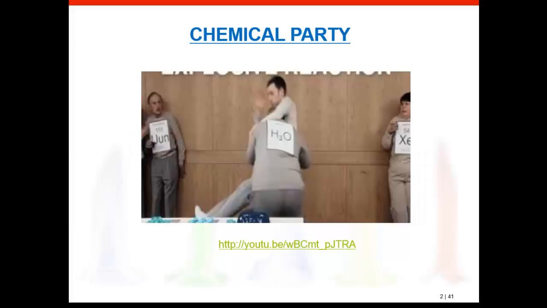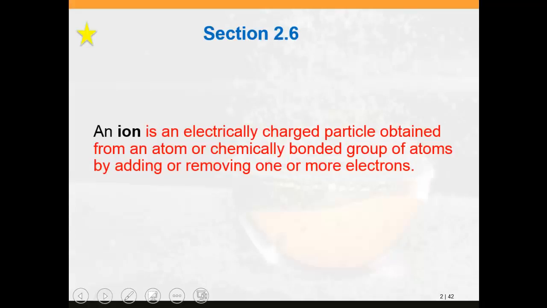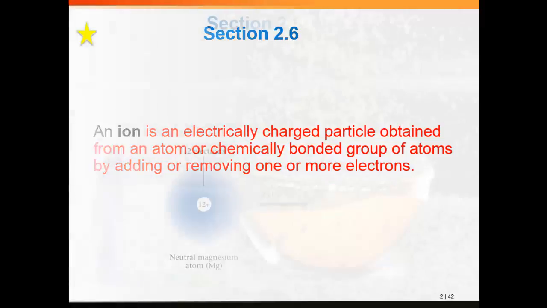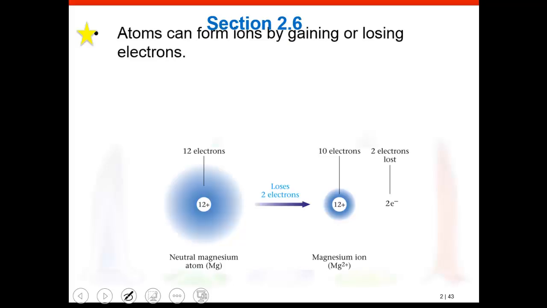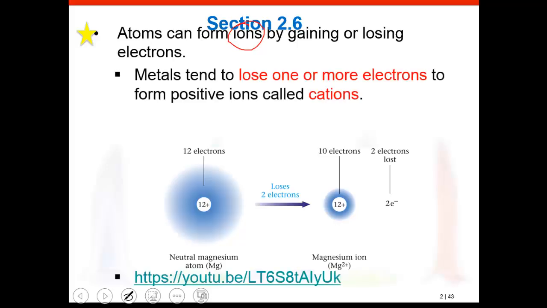So an ion, whoops, got to get our pen back here, is an electrically charged particle, and it's from an atom or a group of atoms that have lost or gained more than one electron. And so first of all, we're going to look at magnesium here. And so ions can be formed, okay, by gaining or losing electrons. And so metals tend to lose one or more electrons, and they will form a positive ion called a cation.